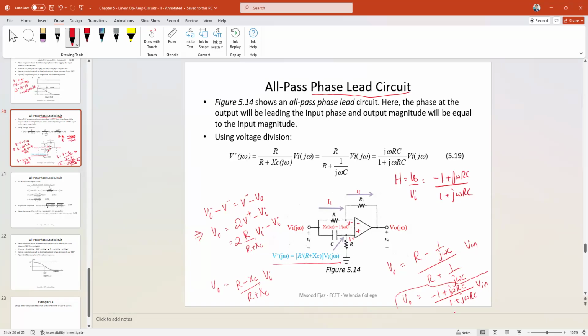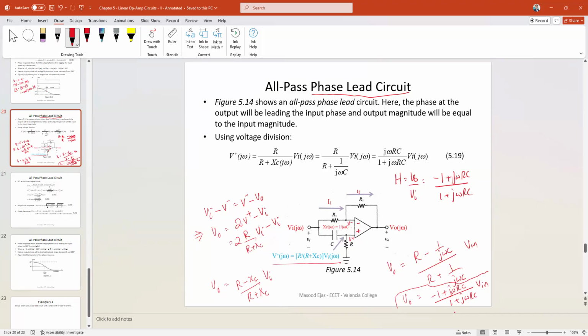Now, the magnitude of the transfer function is the magnitude of the numerator, which is the square root of negative 1 squared, which is 1, plus omega RC squared, divided by the magnitude of the denominator, which is 1 squared, which is 1, plus omega RC squared. So the magnitudes of the numerator and denominator are the same. Therefore, the magnitude of H is going to be 1.